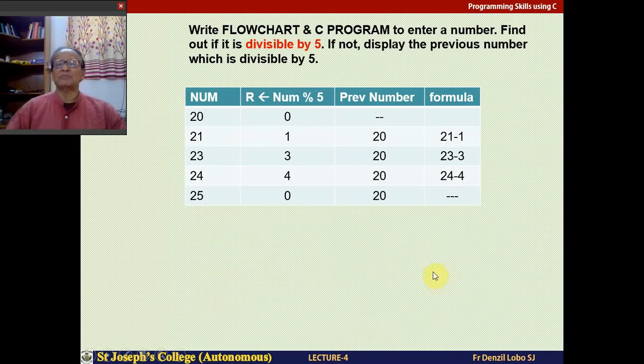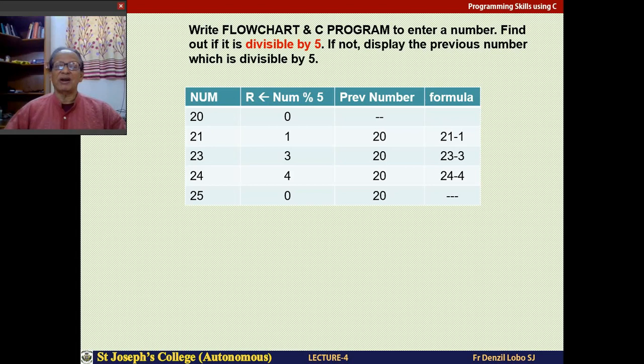Now we come to the next problem. Write flowchart and C program to enter a number. Find out if it is divisible by 5. If not, display the previous number which is divisible by 5. I will tell you, for the last 20 to 25 years I have been teaching, and I have been asking this question. Whenever I came to this conditional statement, I asked this question.